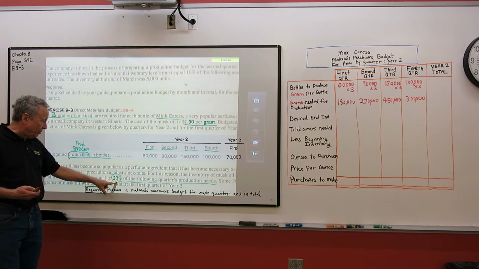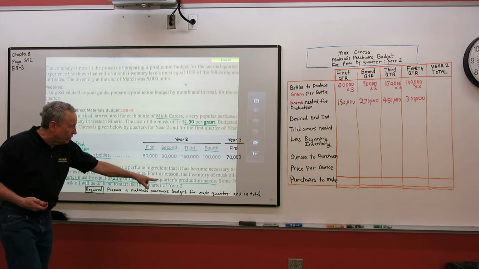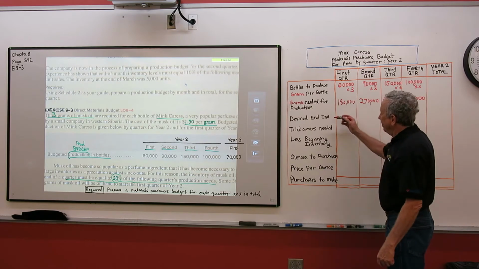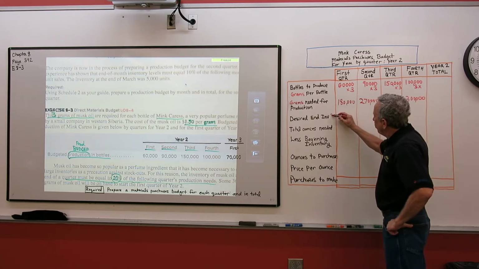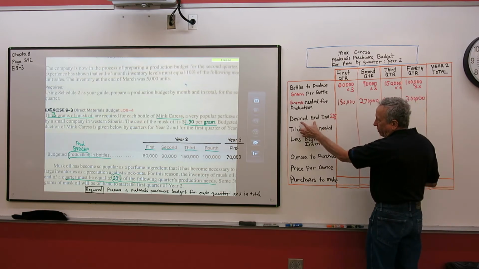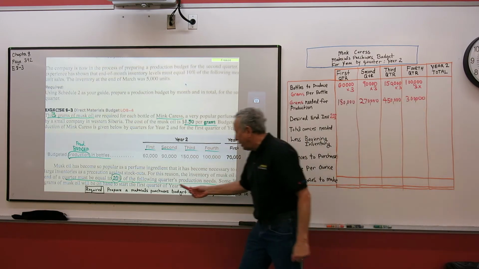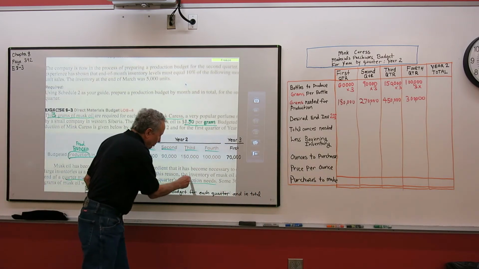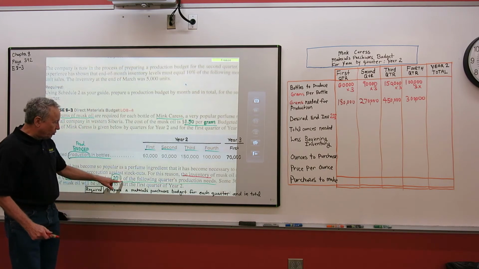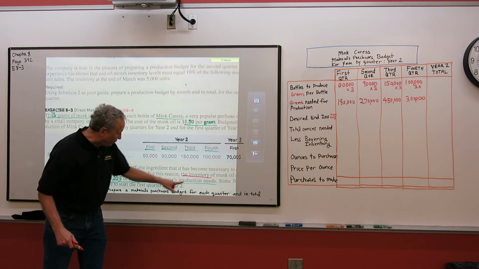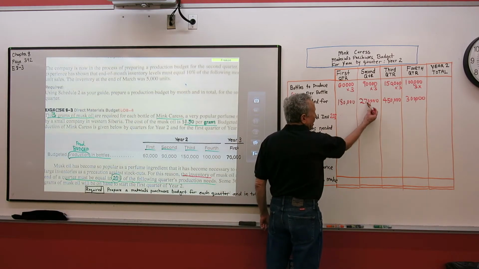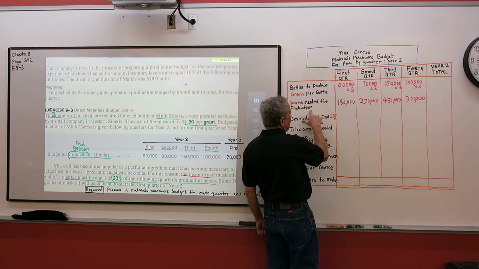It's a lot extra. They want 20% of the following quarter's production needs. These are the grams needed for production. They want a desired ending inventory. At the end of the quarter, do you see where it says that? The inventory at the end of the quarter has to be 20% of the following quarter's production needs. Let's go to the following quarter.